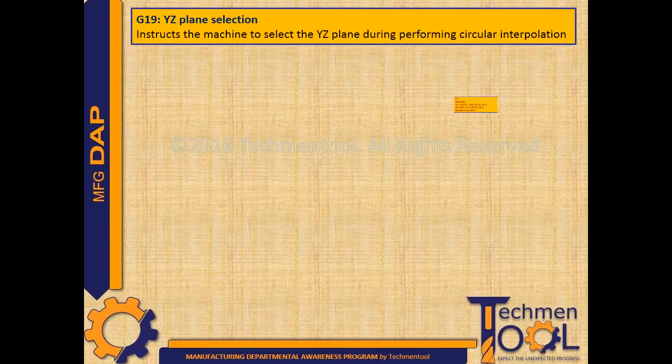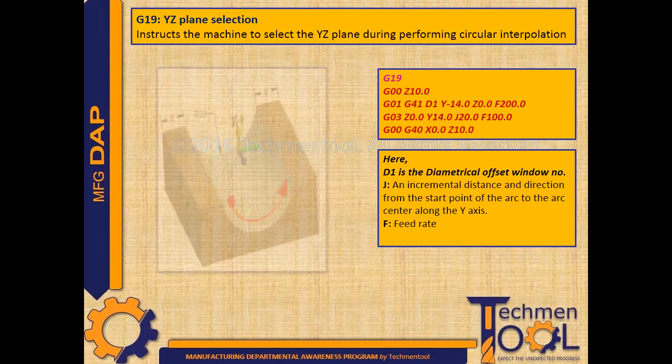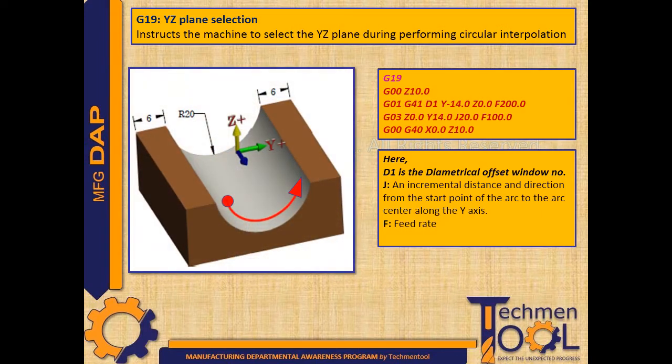G19 YZ plane selection. This code prepares the machine to select the YZ plane during circular interpolation. In this sample program, after mentioning the G19 code for YZ plane, the machine selects the plane and circular interpolation starts. Here D1 is the diameter offset window number, J is the incremental distance and direction from the start point of the arc to the arc center along the Y-axis, F is the feed rate.